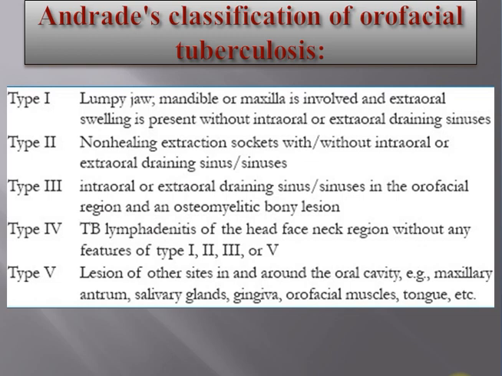Recently, Andrade and other authors proposed a classification of orofacial tuberculosis based on the site of involvement, and you can see this classification on the slide. Type 1, lumpy jaw: the mandible or maxilla is involved, and extraoral swelling is present without intraoral or extraoral draining sinuses.